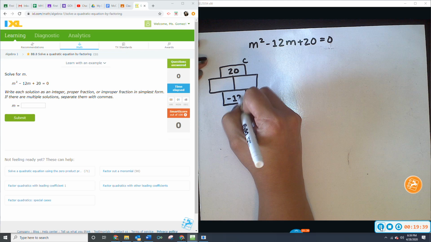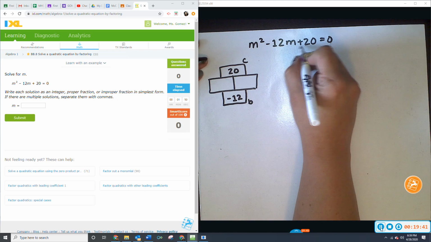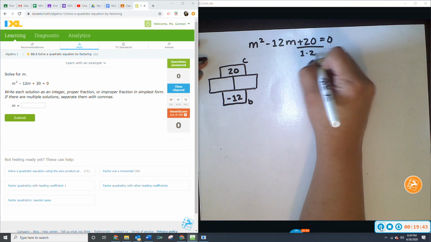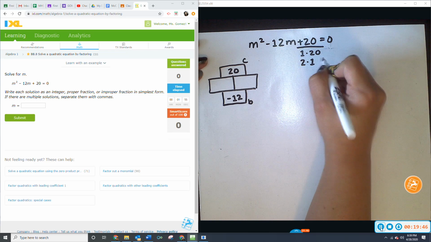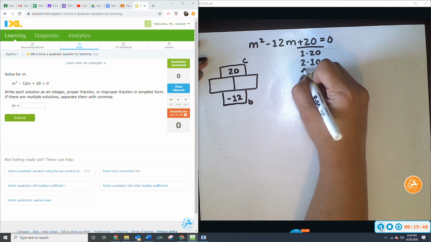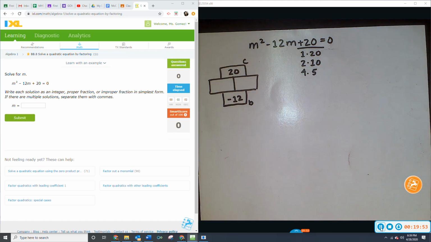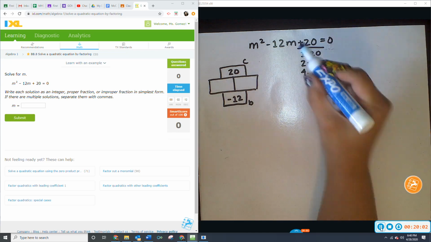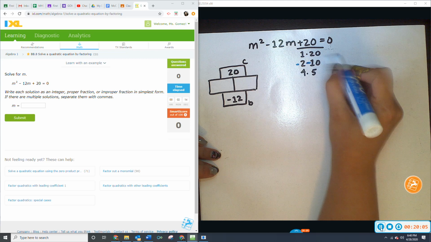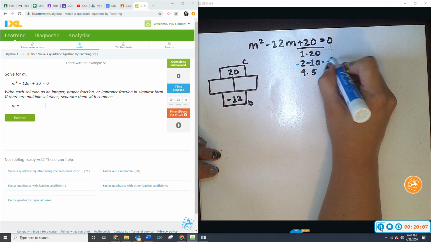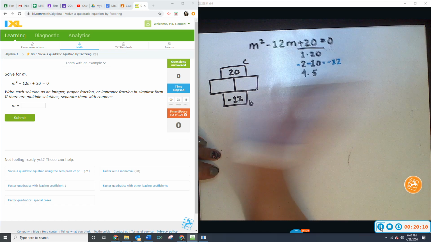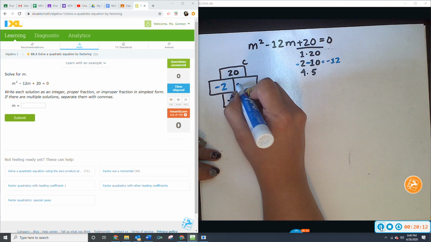I'm going to look for all of the factors of 20, starting with 1 times 20, 2 times 10, 3, no, 4 times 5, and well, 5, that's it, we're done. Now, you have to see which of these will add or subtract to give you negative 12. Now, the only ones that will give you negative 12 would probably be a negative 2 and a negative 10 adds up to give you negative 12. So negative 2 minus 10 gives me negative 12.